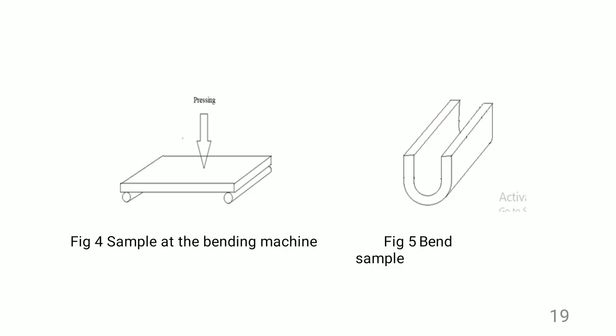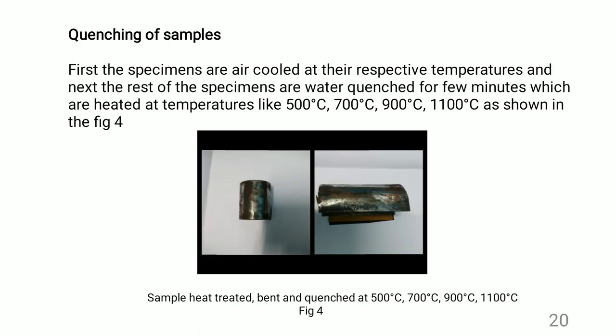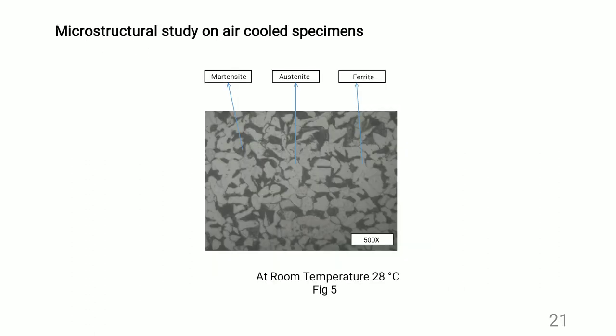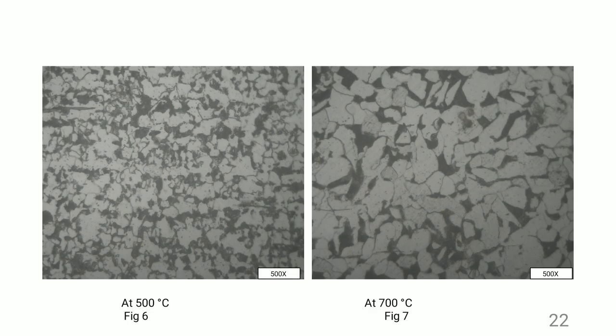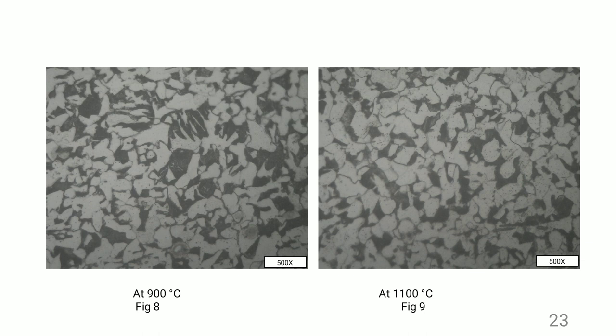Here are the pictures of the bent sample, and later we quenched the samples at different temperatures like 500, 700, 900 and 1100 degrees centigrade, shown in the figure. You can see the bent sample, and later we carried out the microstructural study on both air cooled and quenched specimens. Here you can see martensite, austenite and ferrite. The dark is martensite, and white is ferrite. Both are separated by austenite boundaries.